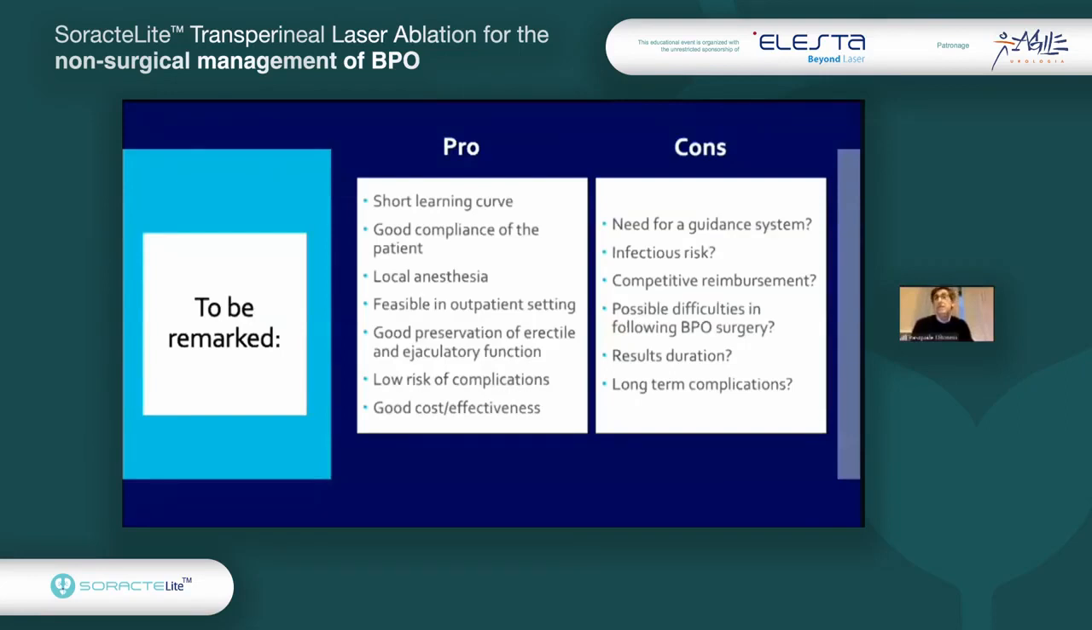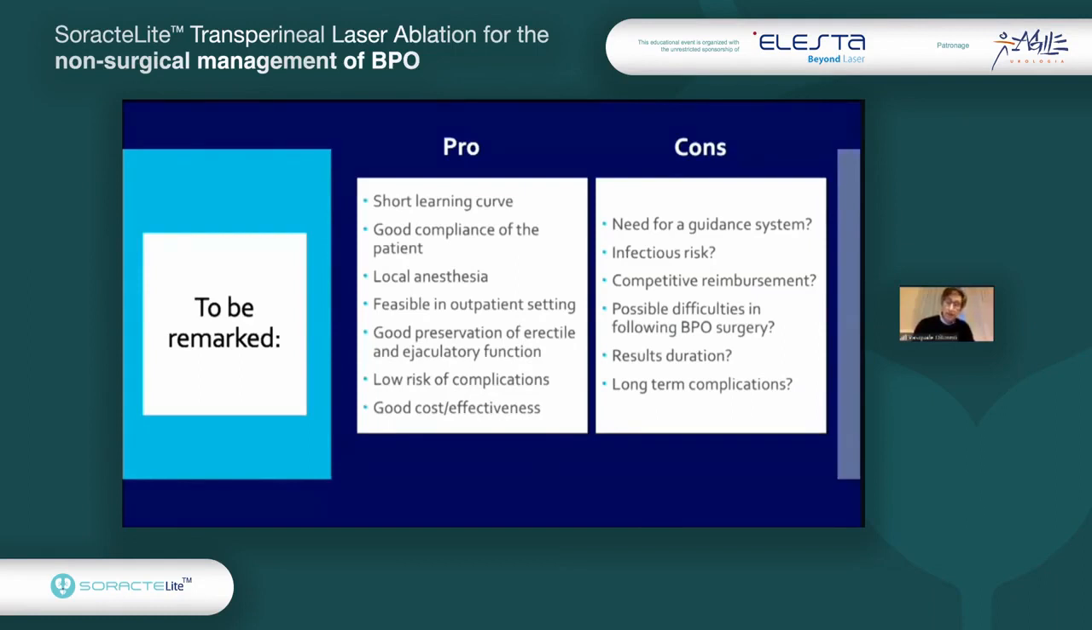I think there are also some cons. There is a need, as Pierluigi already talked about, for the guidance system, so we have to think about this. What about infectious risks? We still have to think about it. What are the possible difficulties if there is a failure and the patient needs to go for BPH surgery? What are the results in terms of durability? We only have 12 months of follow-up, so we don't know about long-term complications.